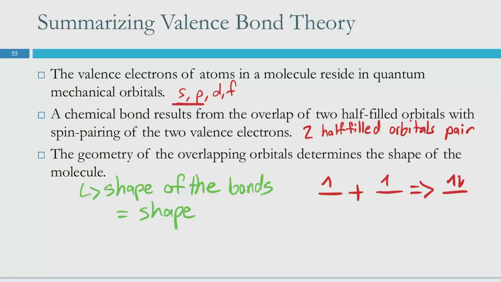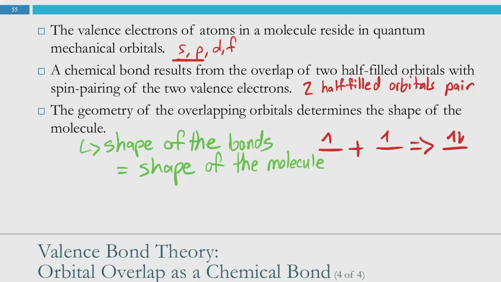So the shape of the bonds equals the shape of the molecule, and how all those shapes interact. And it should generally work with our Lewis theory. It should match with our Lewis theory.